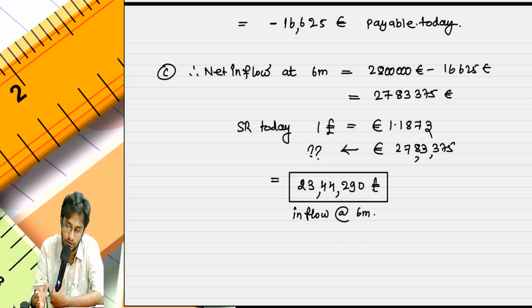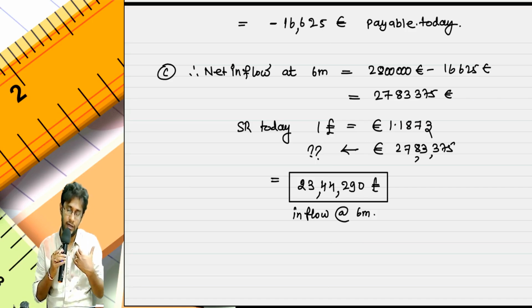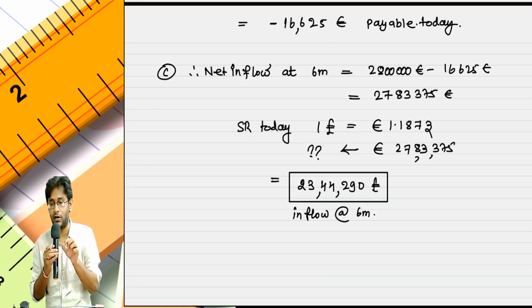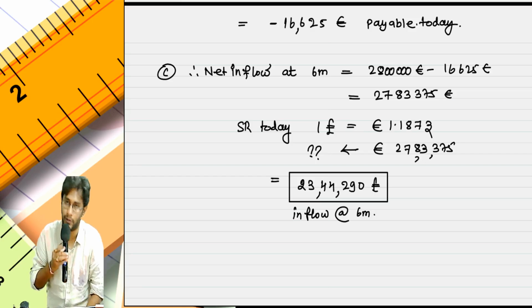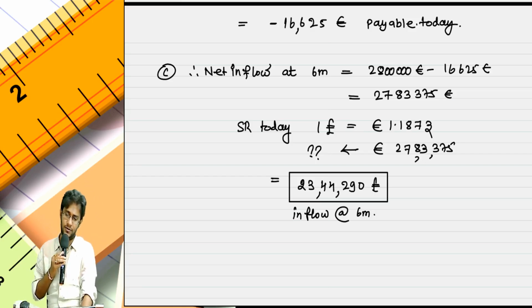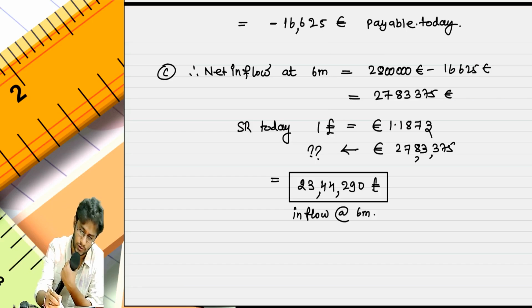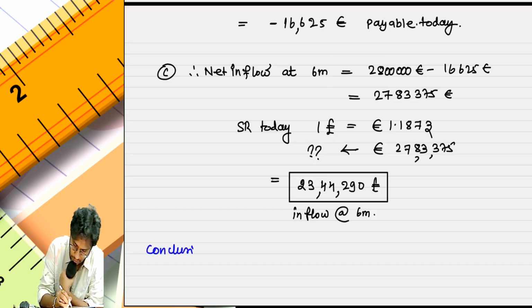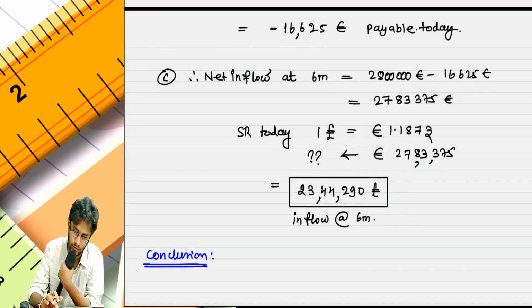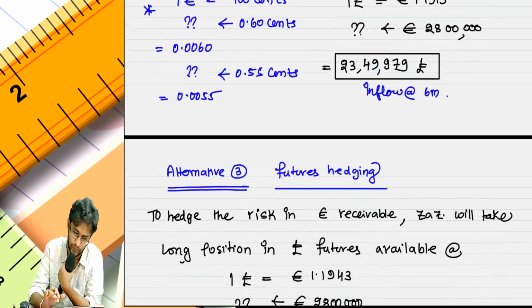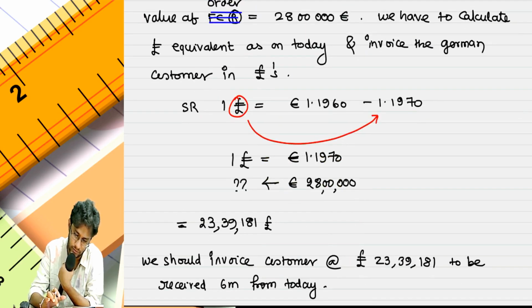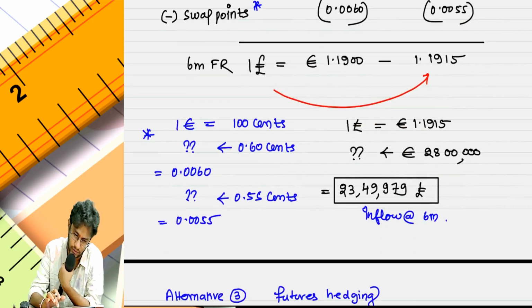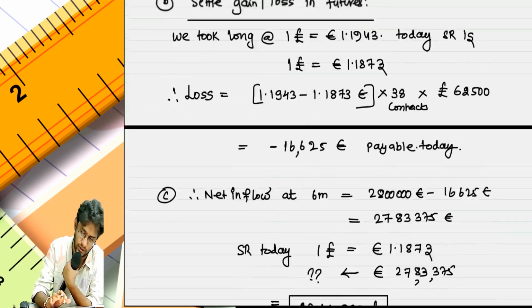Why that difference has come is, I took 38. He took 37. And futures contract loss came. So I suffered more loss by taking 38. So my inflow is little lower compared to his inflow. Ideally, they are correct, sir. What should you do? Write the conclusion. Who is better? Forward is better. 2344, 2349, 2339, 2349. The second one is better. Correct.